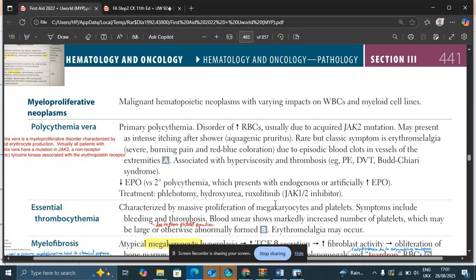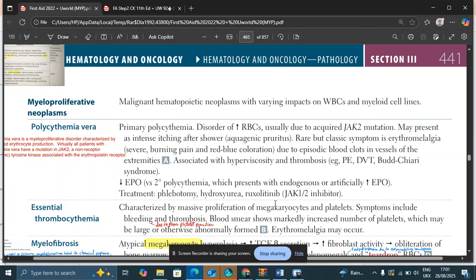Ruxolitinib. Okay, so best initial test: CBC. Most accurate test: JAK2 mutation. Treatment options are phlebotomy, aspirin for symptomatic relief, and the most accurate is hydroxyurea. If the patient is resistant to hydroxyurea, we'll give them a JAK1 and 2 inhibitor.